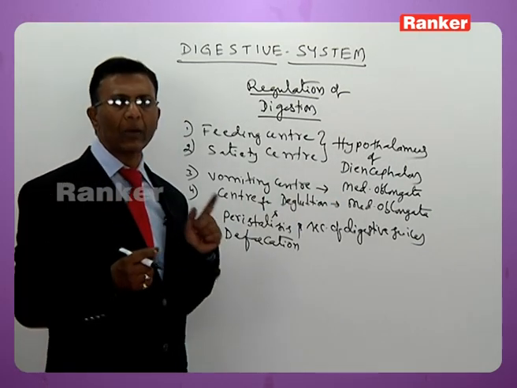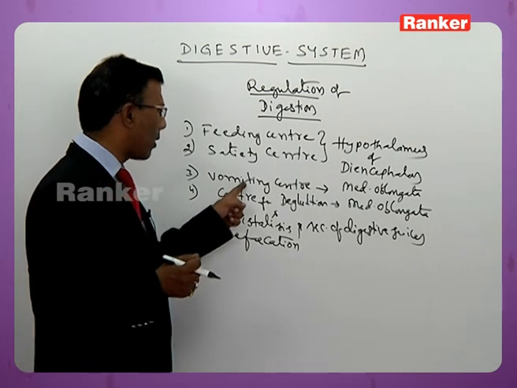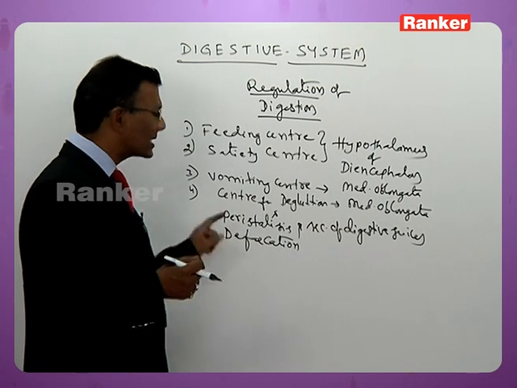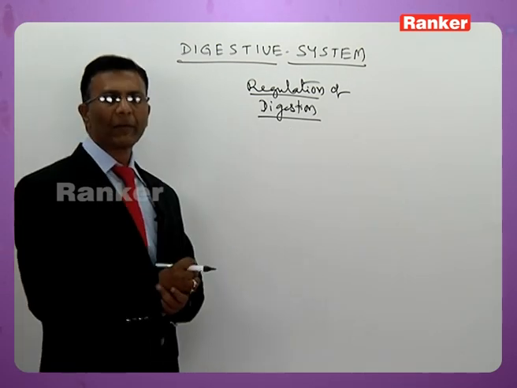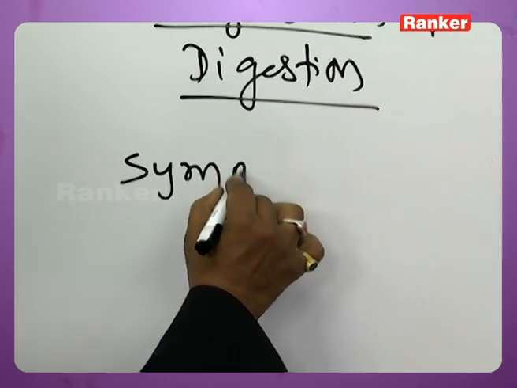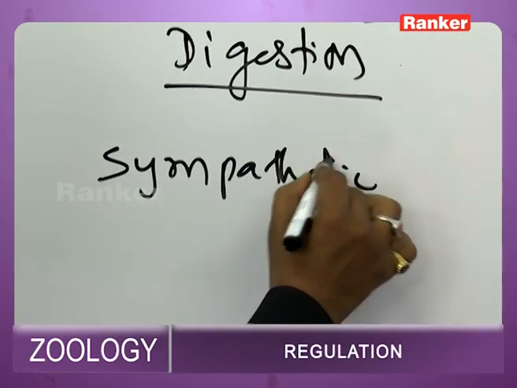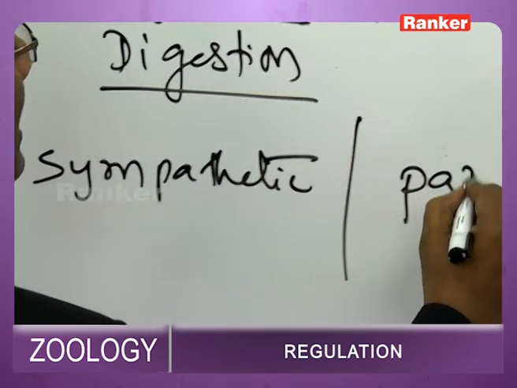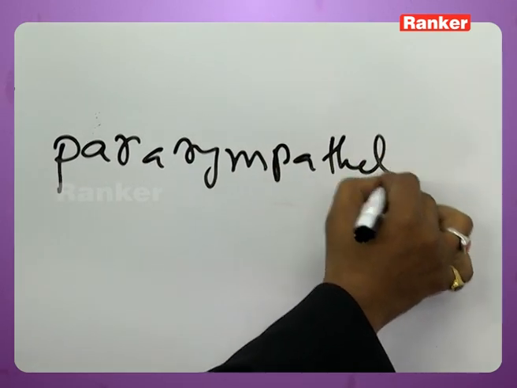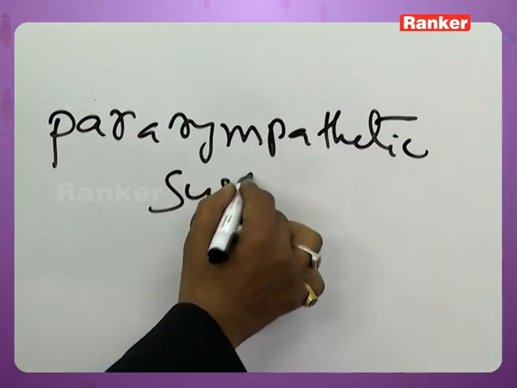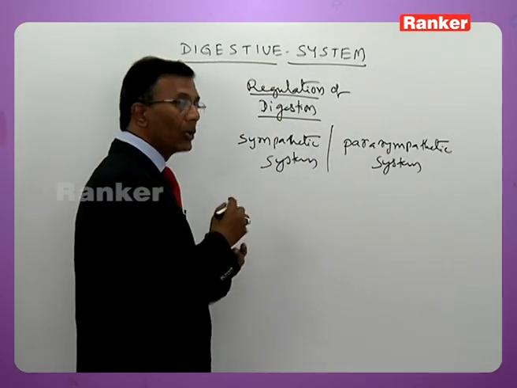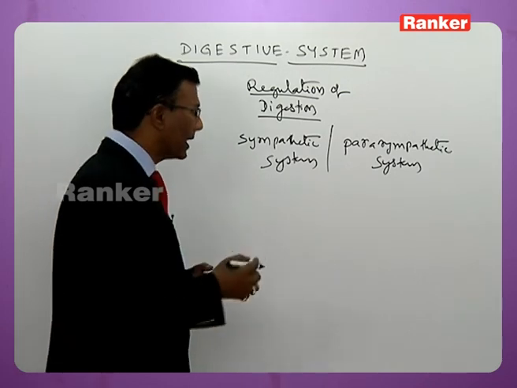So the medulla oblongata plays a vital role in the process of digestion by controlling vomiting, deglutition, peristalsis, secretion of digestive juices and defecation. Apart from this, the sympathetic and parasympathetic systems both also regulate the process of digestion. How do they regulate it?